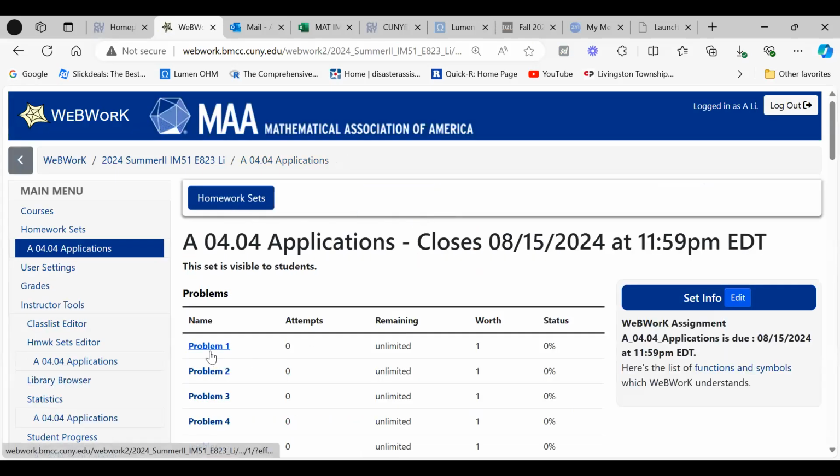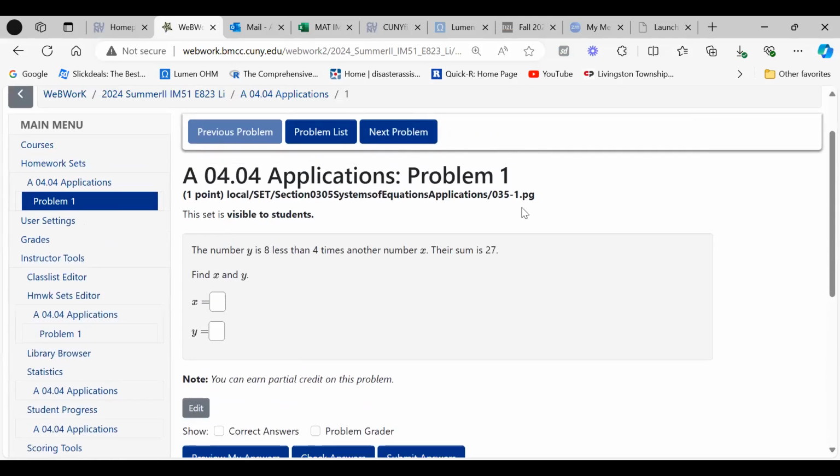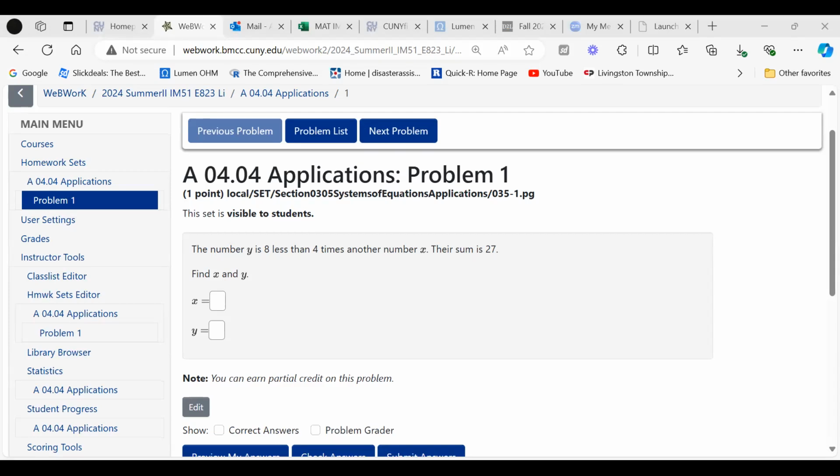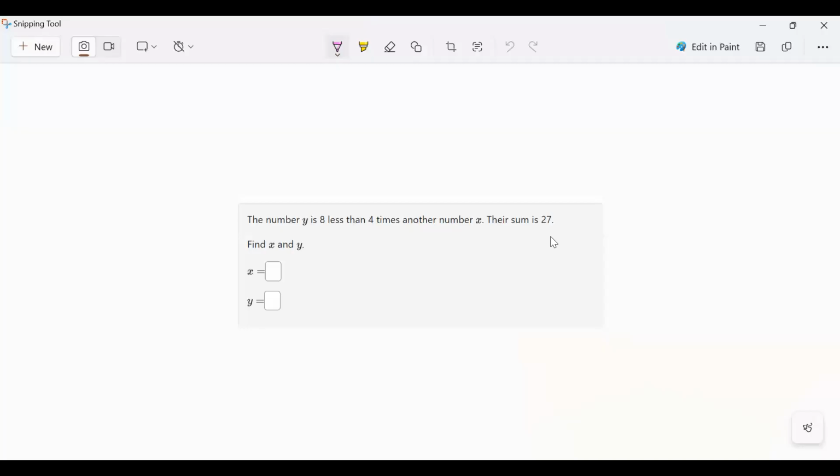So let's start with the number problem. First one. Let's say the number y is 8 less than 4 times another number x. The sum is 27. Let's see how we solve this. This is a very typical number problem because we deal with two different numbers and try to locate the value of each number. It already gives us the variable terms, y and then variable x.